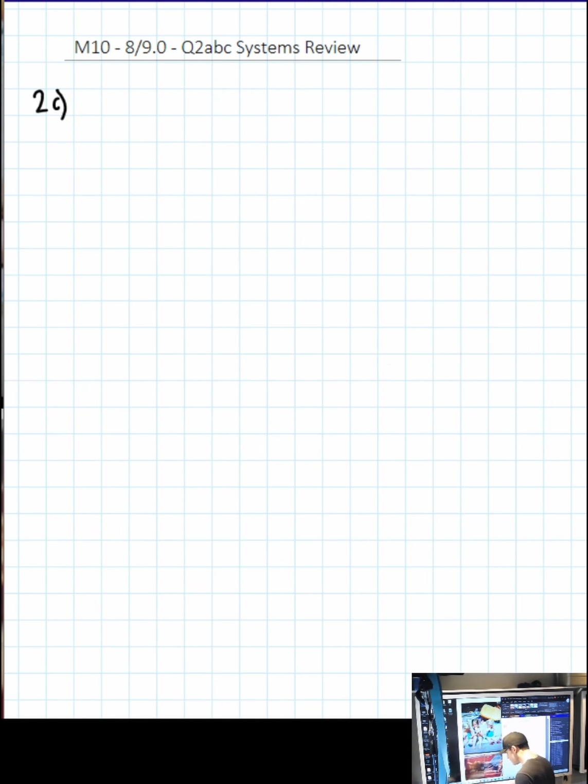Okay, we have 2C. We have the point (2, 1), and we have the equation 3x + 2y = 6, and we have the equation x - 3 = y. So is this point on the line, and is it the intersection of both lines? So we have x, y, and we can substitute.